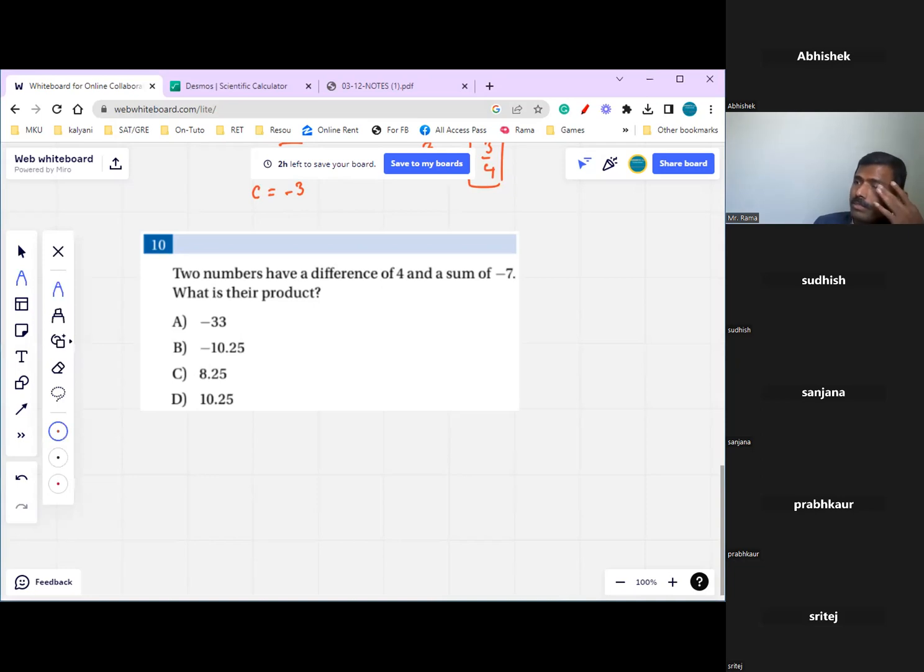Now, the difference of the two numbers is given as 4, and the sum is -7. You subtract them, you get 4, but when you add them, you get -7. So what could be their product? Anytime you have a question like this, just put it in simple words. Let's say the two numbers are A and B. The difference means A minus B is 4. And then A plus B is -7. Once you get the equations, this is pretty simple, right?